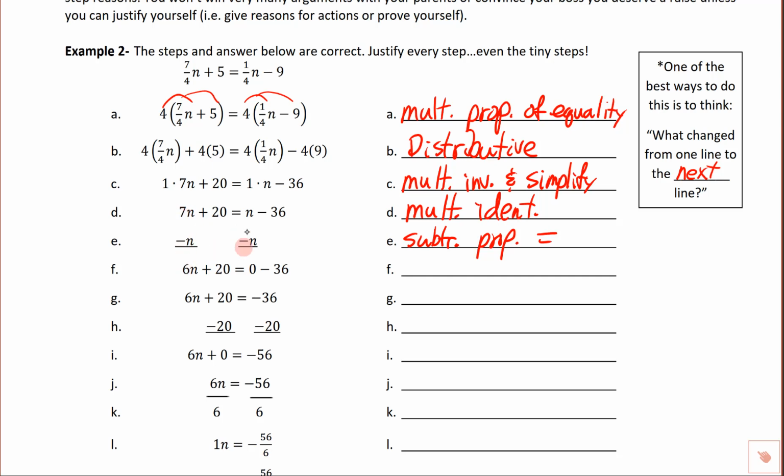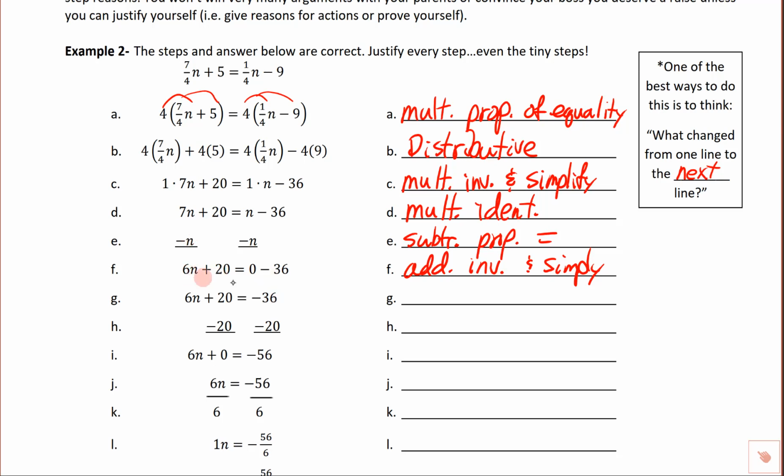Let's see, and then what they did here is we'll take a look here. Those are additive inverses, and they just simplified. So I'm just going to write additive inverse and simplify on the other side. Okay, so just a little bit of simplification. They collected like terms basically there, 7n minus 1n.